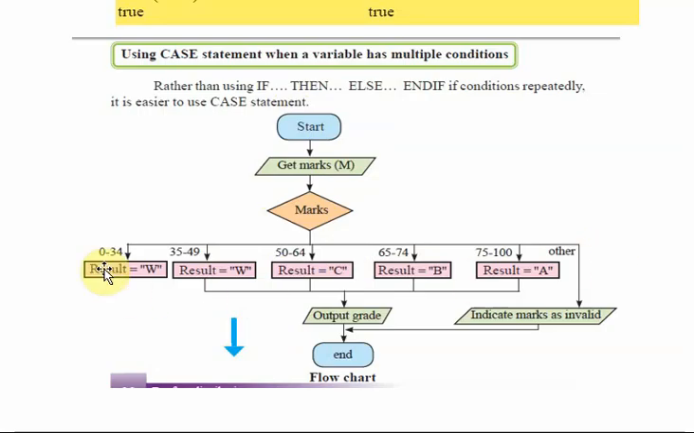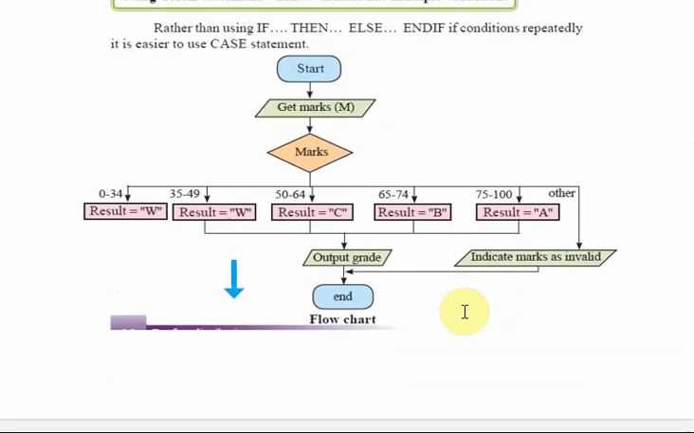For example, 0 to 34 W, 35 to 49 W, 50 to 64 C, 65 to 74 B, 75 to 100 A, even some other values, right? Then, you know, if likewise we need to write. Instead of if, we can use the case statement.